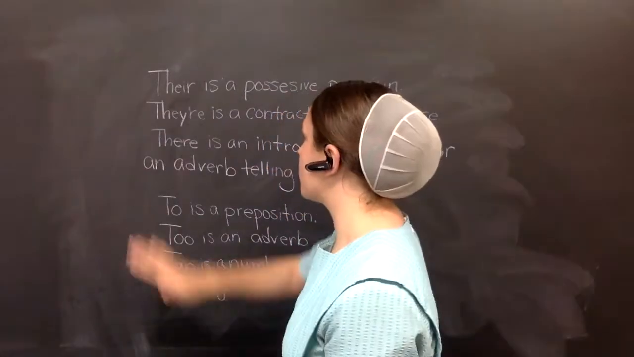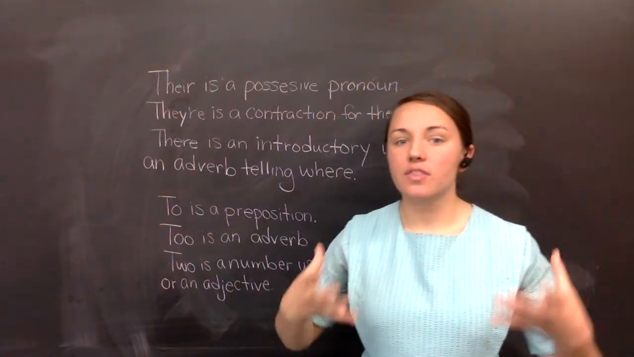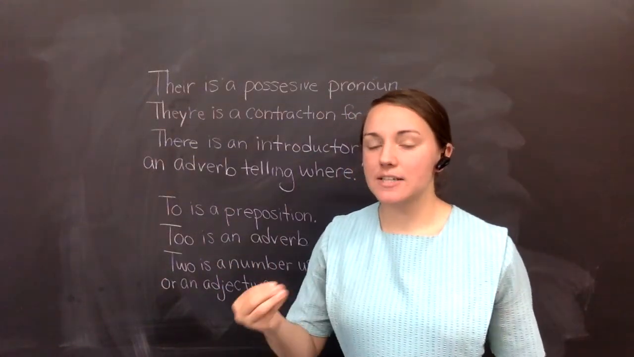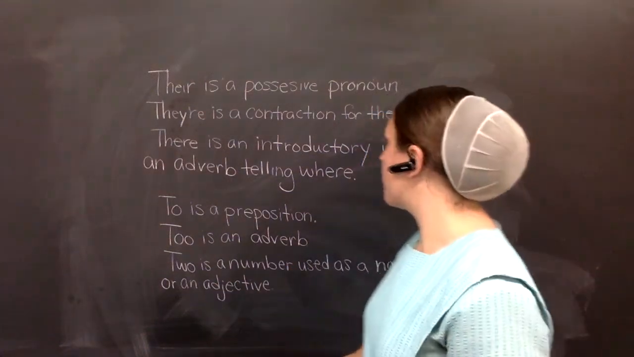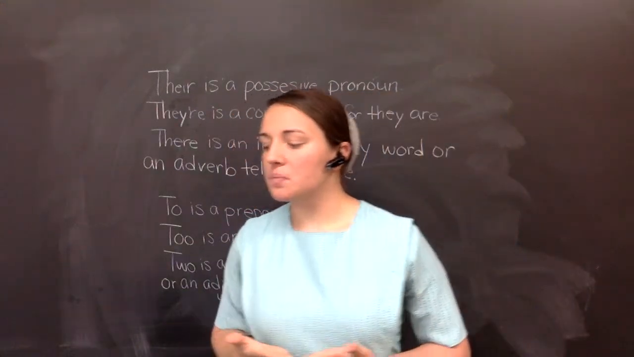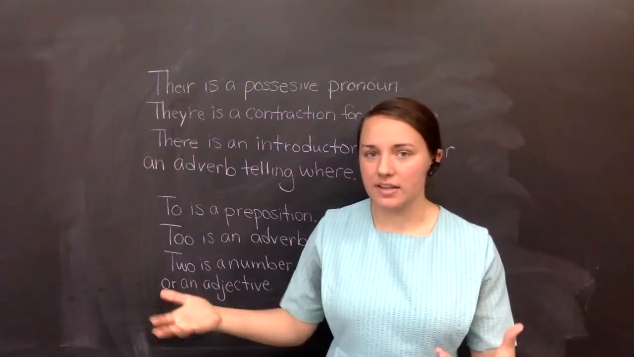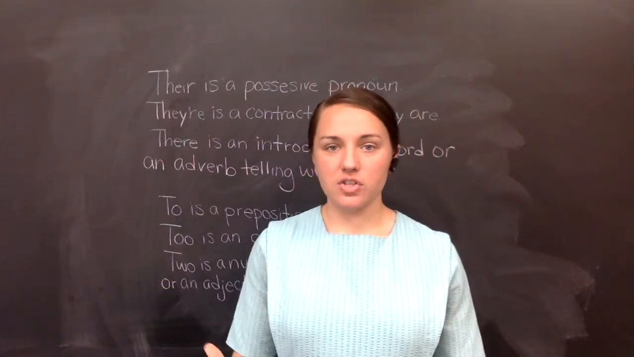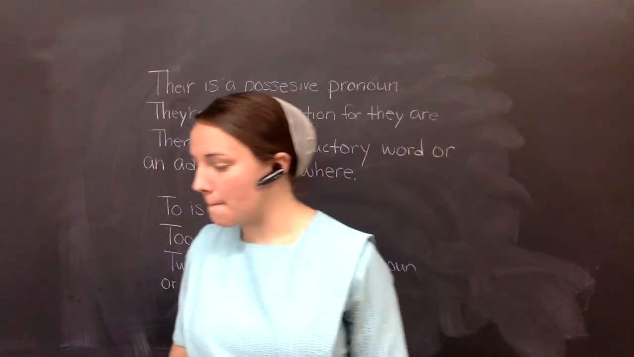Now the second form, they're, is a contraction, has an apostrophe, and it stands for they are. So to test if you should use the contraction, you can read it as they are. So they're is a contraction for they are. An example would be, they're the friendliest people in town. They are the friendliest people in town. That sounds good. So you can use the contraction they're in that sentence.